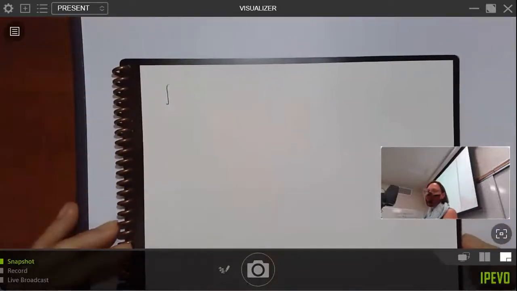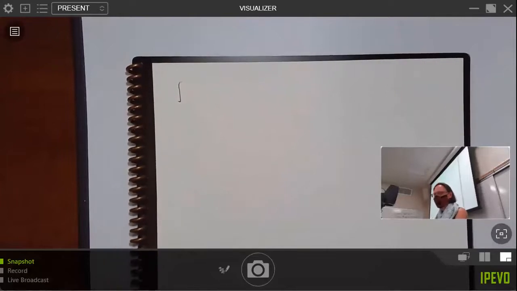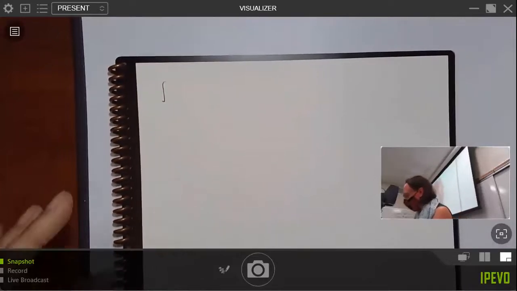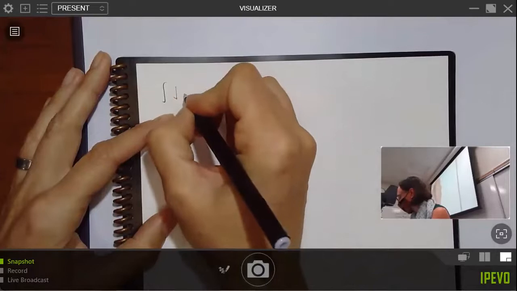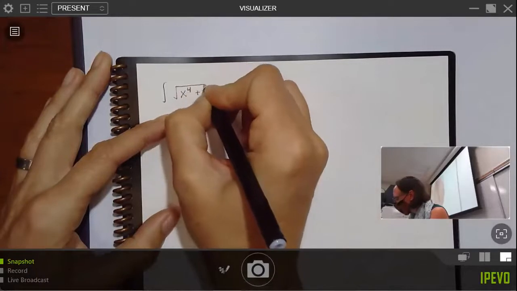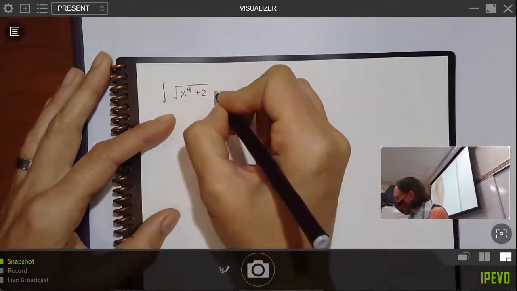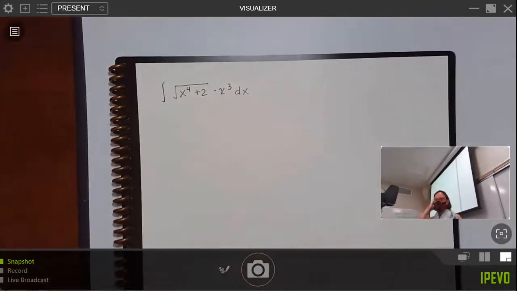Now, it doesn't always work out quite as nicely that everything we wanted is perfectly there for us. So maybe we've got something like the square root of x to the fourth plus 2 times x cubed dx. I'm going to walk up to this question and I'm going to say, was the algebra trigger a mixture of stuff? It's just algebra.